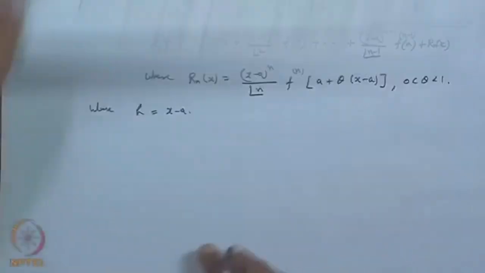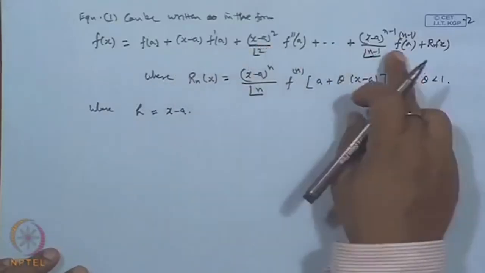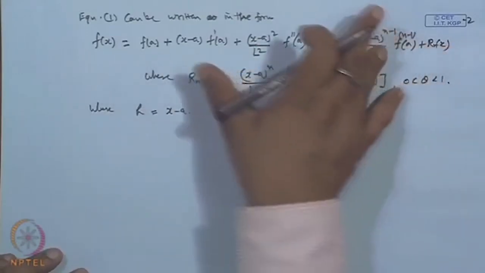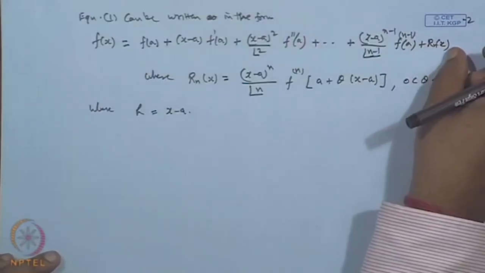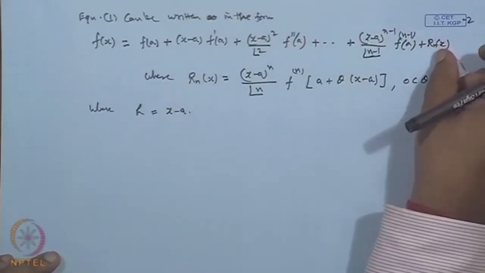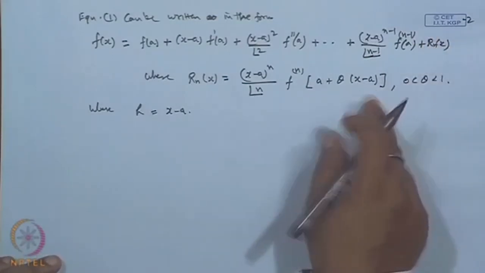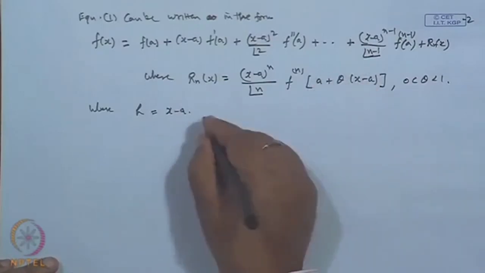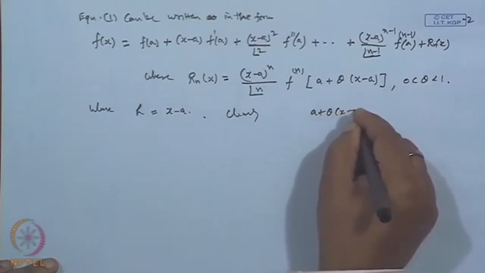Then the expansion of the function f of x in ascending powers of x minus a can be expressed in this form, where the first n terms are the series and the last term, the n plus 1th term, is the remainder term, which is called the Lagrange's form of the remainder. And this point is clearly the point a plus theta times x minus a.